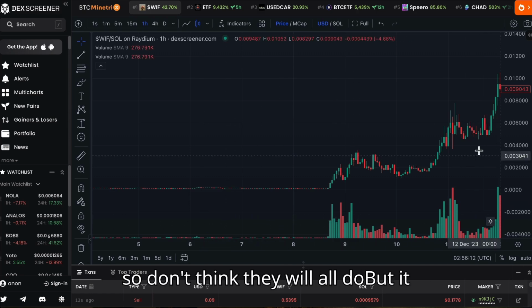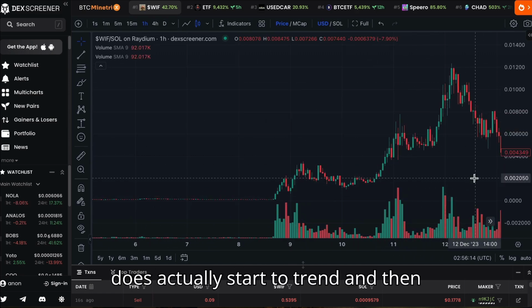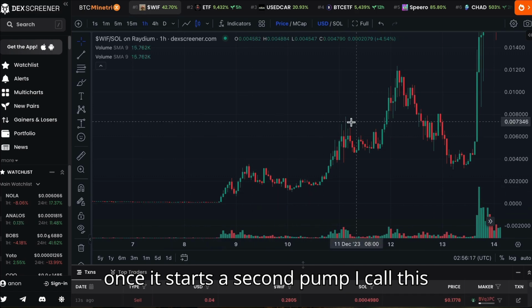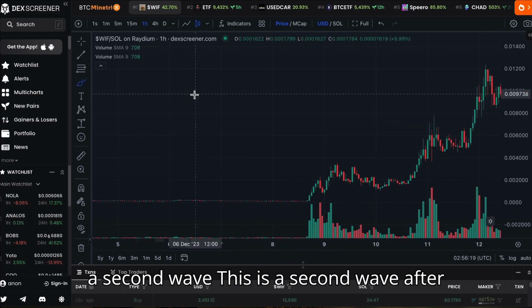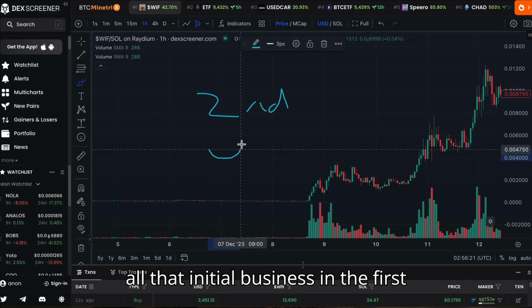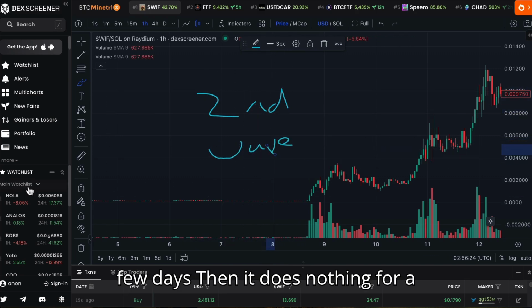So don't think they will all do this. But it does actually start to trend. And then once it starts a second pump, I call this a second wave. This is a second wave. So after all that initial business in the first few days, it does nothing for a period of time.